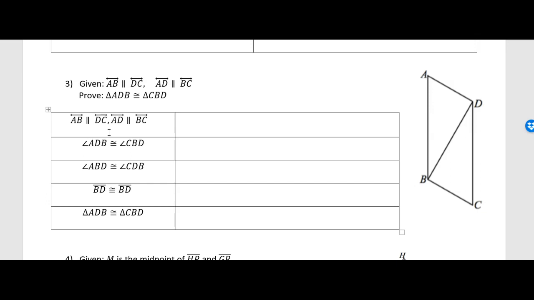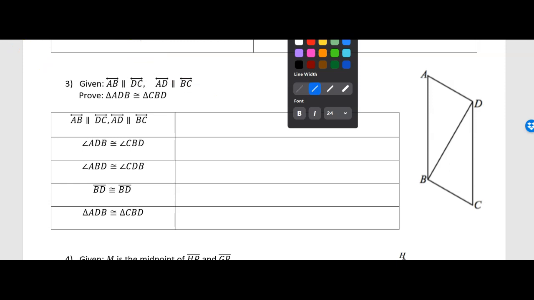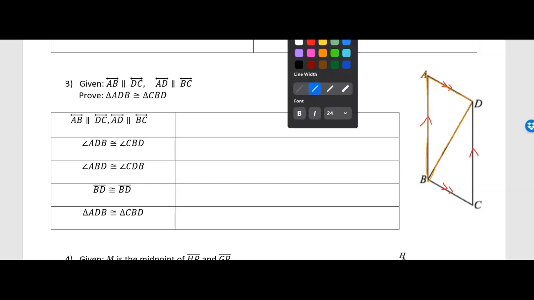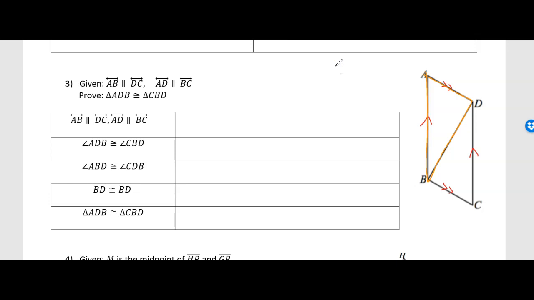It tells us line AB is parallel to line DC. And I'm just going to put some arrows on here because they don't give them to us. So AB parallel to DC. And I know that AD, well, you have to use two arrows, is parallel to BC. So I have to prove everything else just based on that. And I need to prove that triangle ADB in orange is congruent to triangle CBD in green.